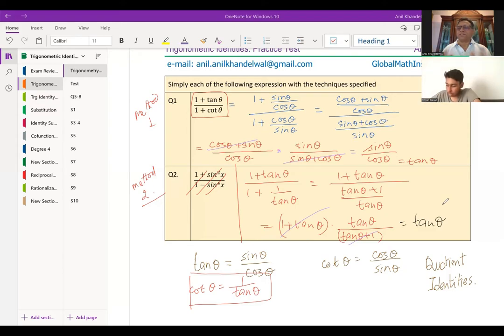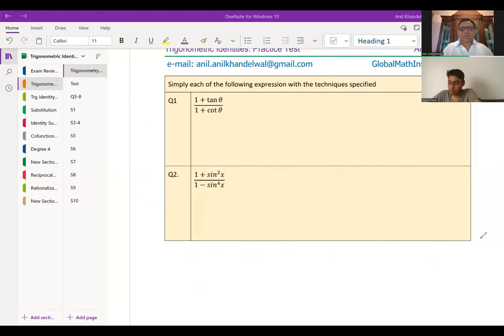Did you appreciate these two methods of doing it? Yes, sir. I found the second method way easier. Yeah, and it's fewer steps, but it's also neater and easy to understand. Correct. So now let's do question number 2.